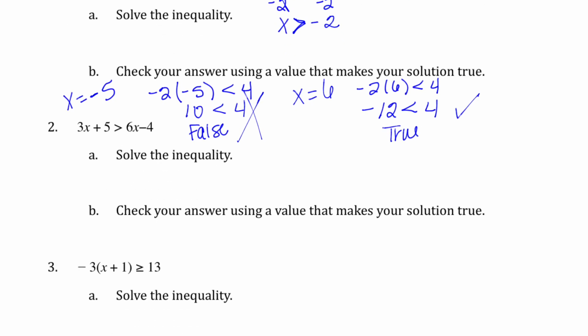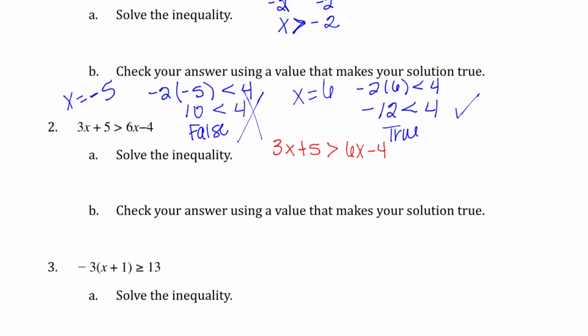All right, number 2. We have 3x plus 5 is greater than 6x minus 4. What do I do to solve this one? Which side has the coefficient on the x that is less? The left or the right? The 3x. The 3x is the less. So move the one that is less so that you don't have to worry about flipping your sign.